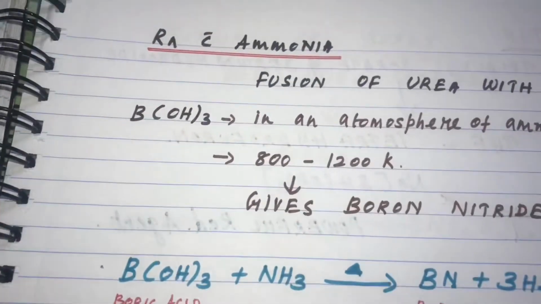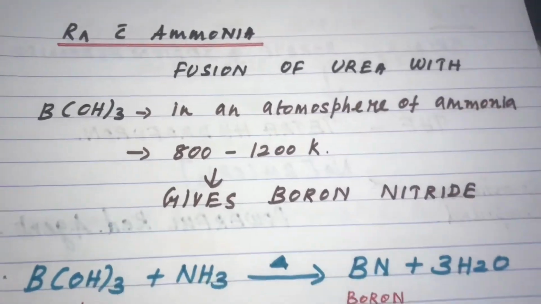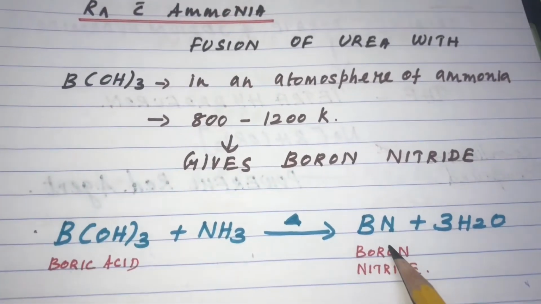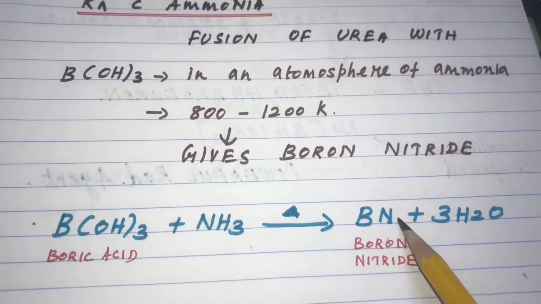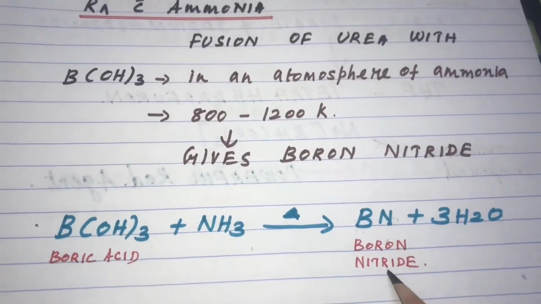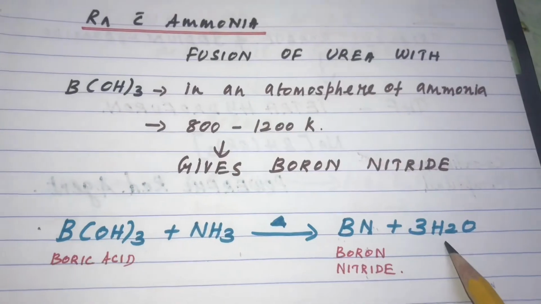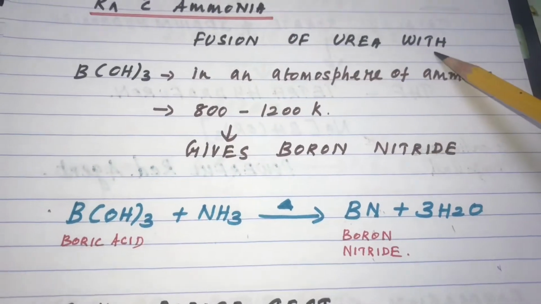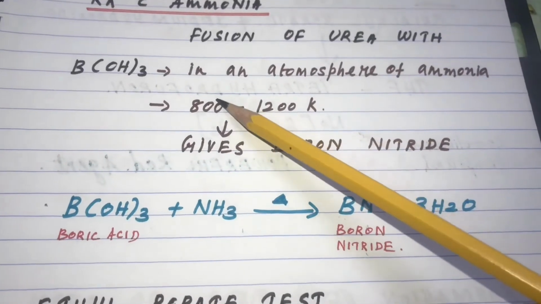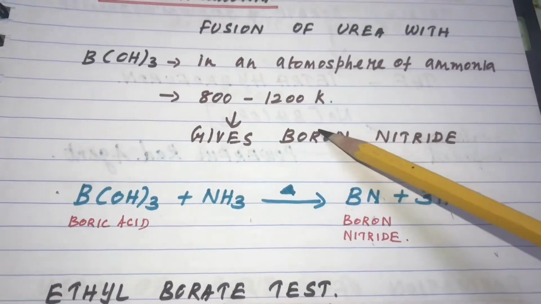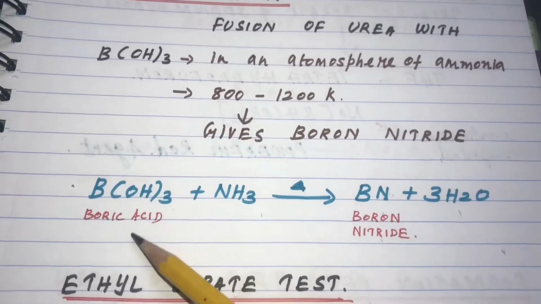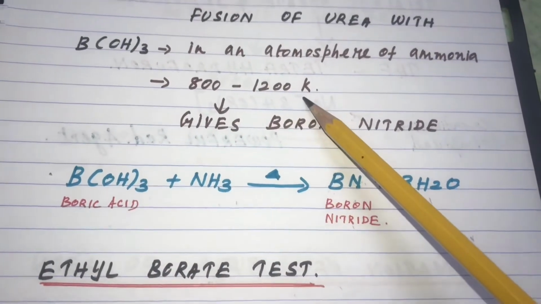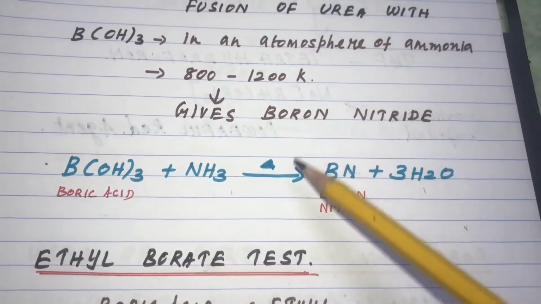Next one is the reaction of boric acid with ammonia. It forms a nitrogen compound, boron nitride, BN, plus 3H2O. Fusion of urea with boric acid in an atmosphere of ammonia: the boric acid reacts with ammonia at 800 to 1200 Kelvin. It gives boron nitride.